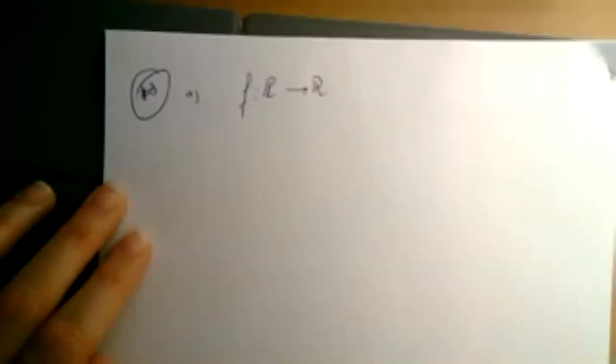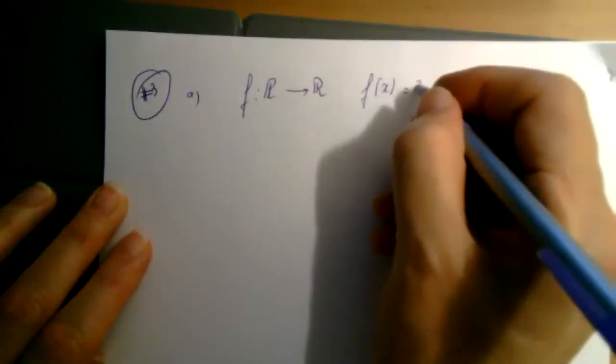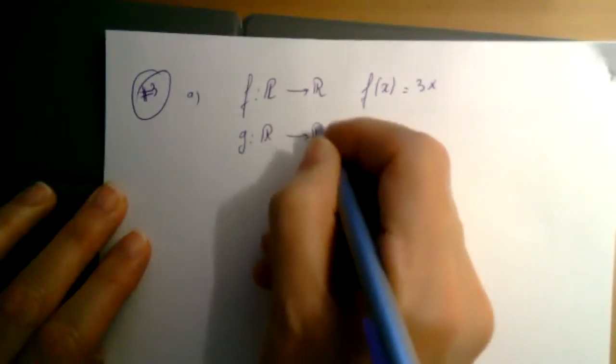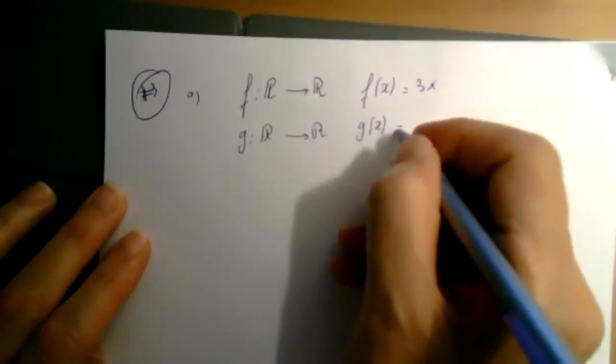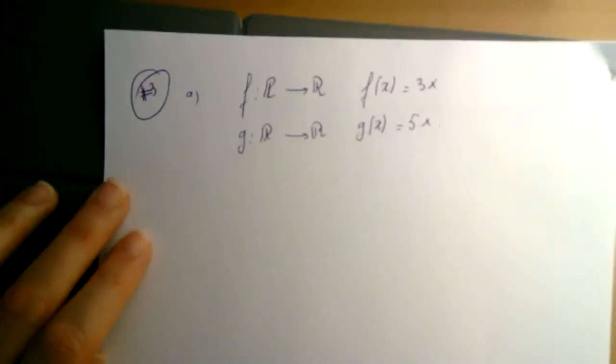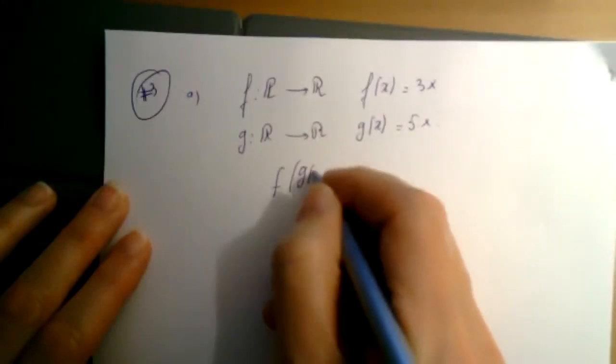And we have the following problem. Look at part A. We have the following function, f from R to R, the old simple function, given by f of x equals 3x. I know everybody knows how to do this problem. And g is given by g of x equals 5x. Those are the two functions. And now I'm asking you to find a formula for f of g of x.